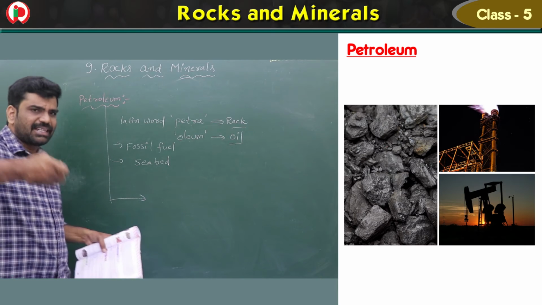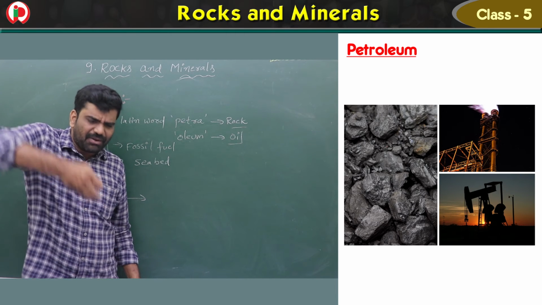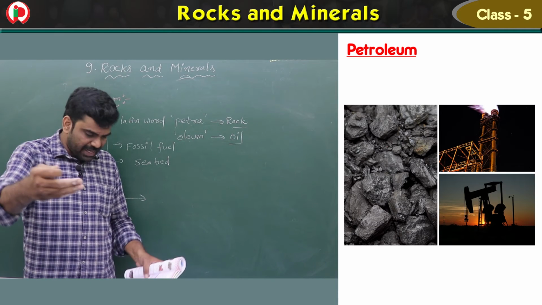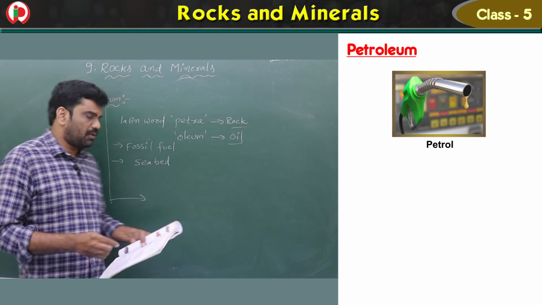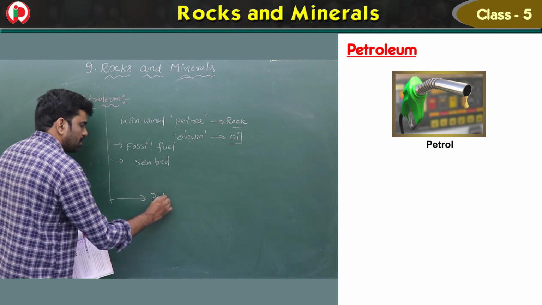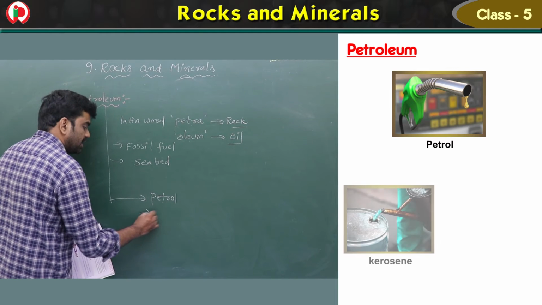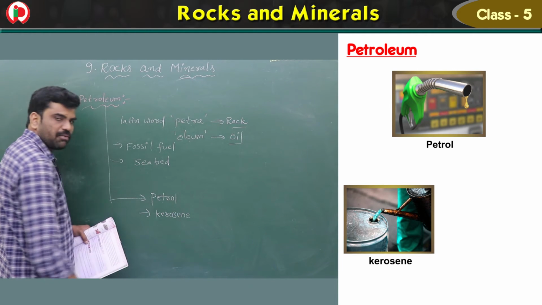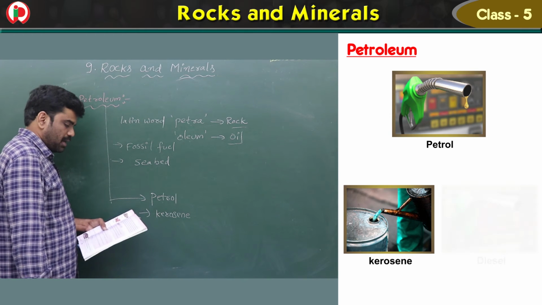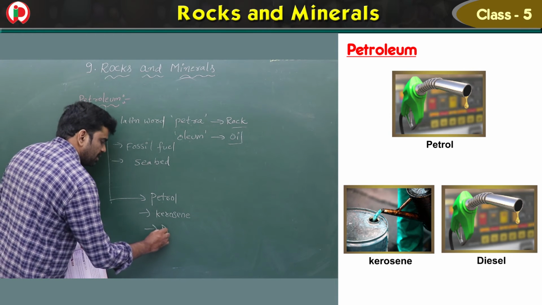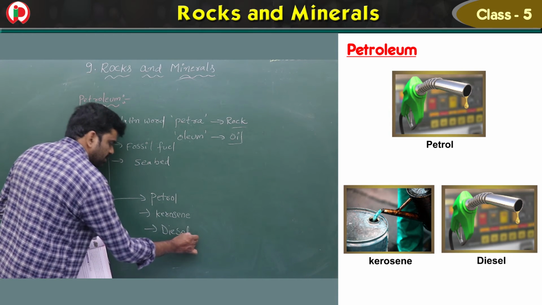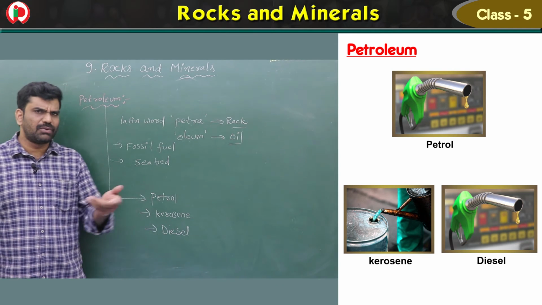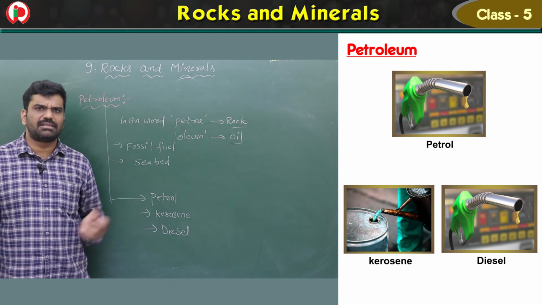While extracting petroleum from the deeper layers of the seabed, we can take petrol. First one is petrol. Second one is kerosene. Yes, we can extract kerosene also while extracting the petroleum. Next one is diesel. Children, do you know diesel? Yes. Nowadays, petrol and diesel are used to run the vehicles.